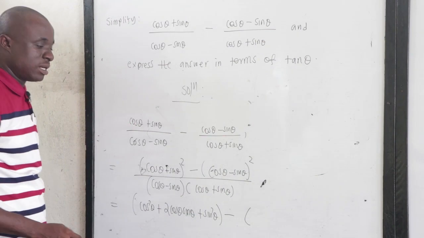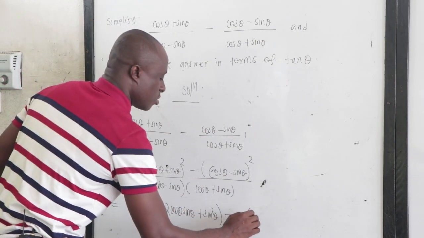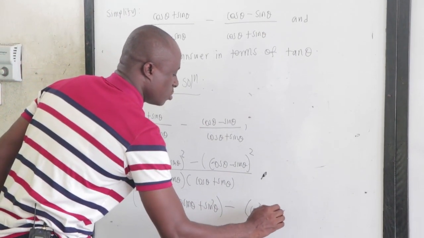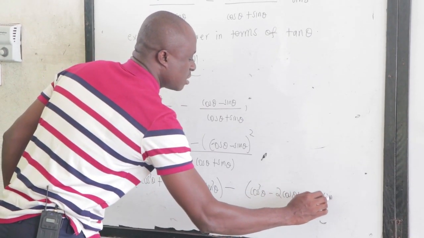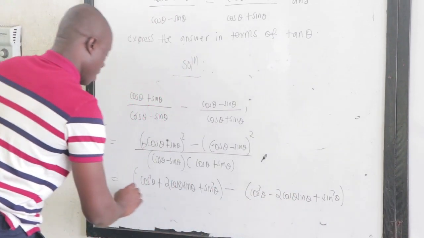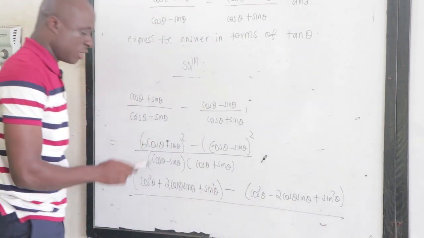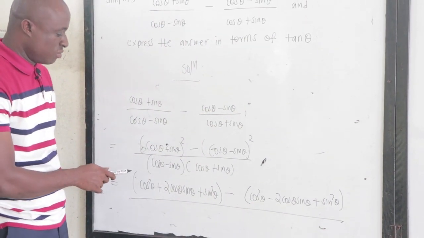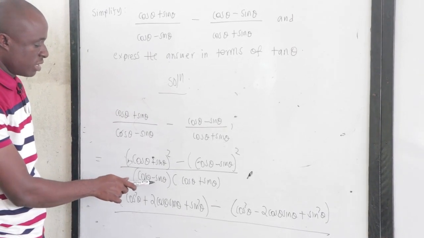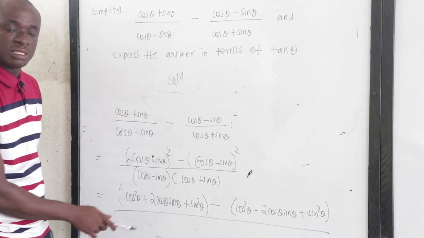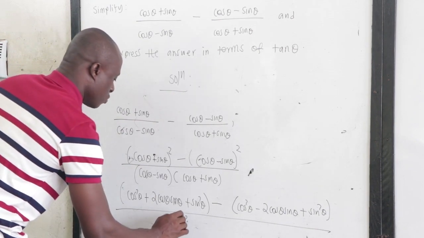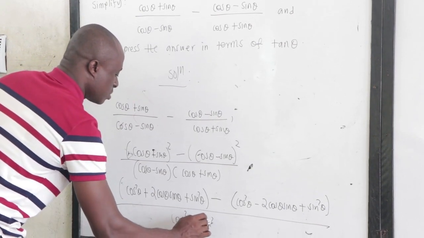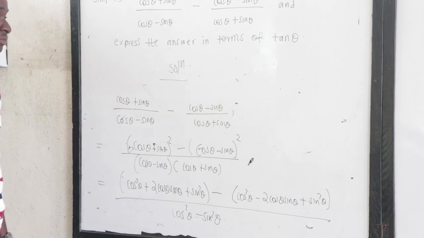That is expanding the numerator. Now let's expand the other one. This is just cos squared theta minus 2 cos theta sin theta plus sine square theta all over. Please take note of the denominator. We have cos theta minus sin theta, cos theta plus sin theta. So clearly, this is the difference of two squares. So the down is just cos squared theta minus sine square theta.